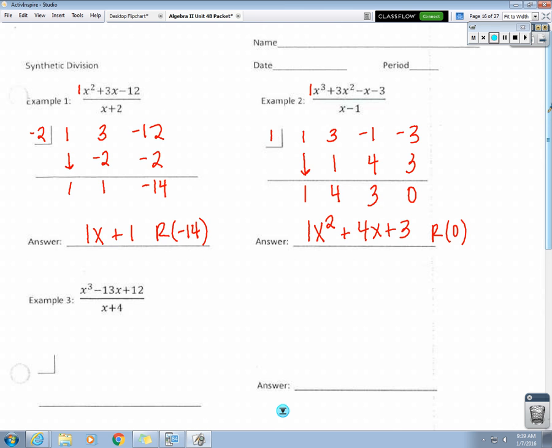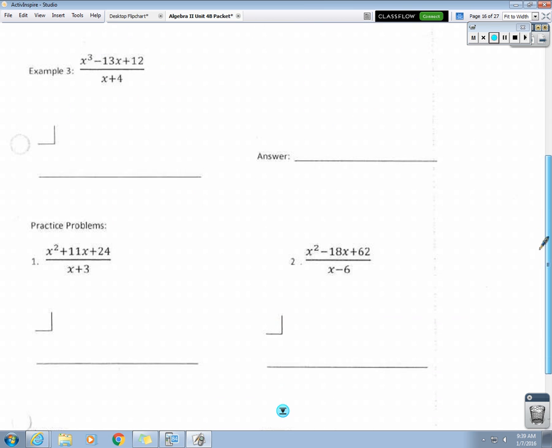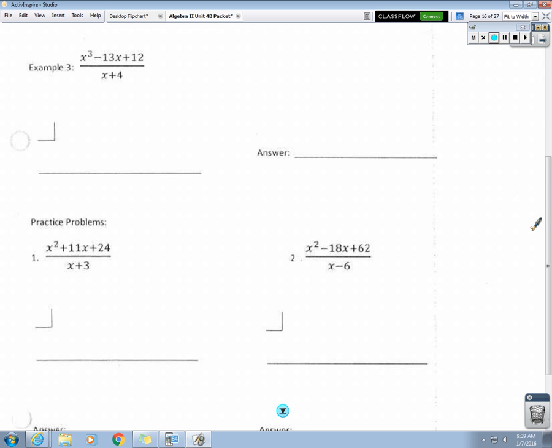Example 3. Okay, what's the first thing that I need to do? You put the number in the box. What number will go in the box? -4. You always do the opposite of what you're dividing by. Since we're dividing by x plus 4, we put a -4 in the box.